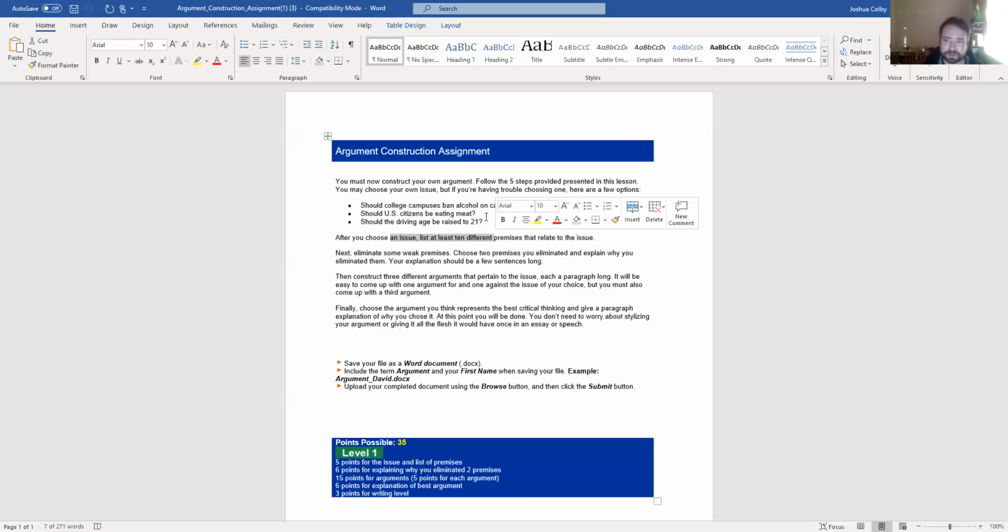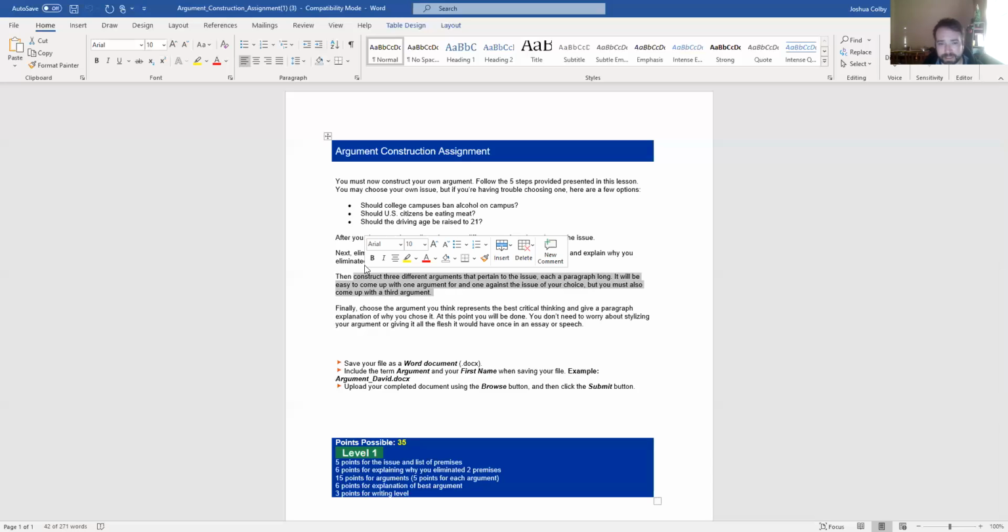Your arguments should be developed versions of your premises. This is one of the spots where students sometimes lose points, is that they'll have a list of premises and then their arguments have nothing to do with their list of premises. So you'll be writing 3 paragraphs in total here in step 4, 1 for your issue, 1 against. So the driving age should be raised to 21 because, full paragraph. The driving age should not be raised to 21 because, full paragraph, and then a third of your choice.